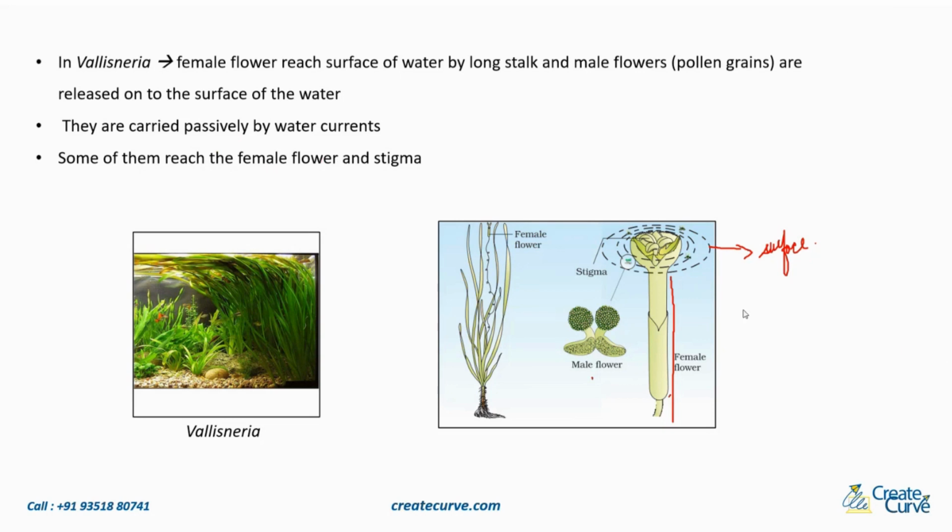Correct. So again, it's not necessary that, let's say, 10 pollen grains are released and all 10 reach the stigma. Some may just flow off in some other direction and may never reach the stigma, right? But some of them will reach the stigma where pollination will occur. Is this clear? This is in Vallisneria, which is an aquatic plant. Please remember this. You should know how pollination occurs in Vallisneria.